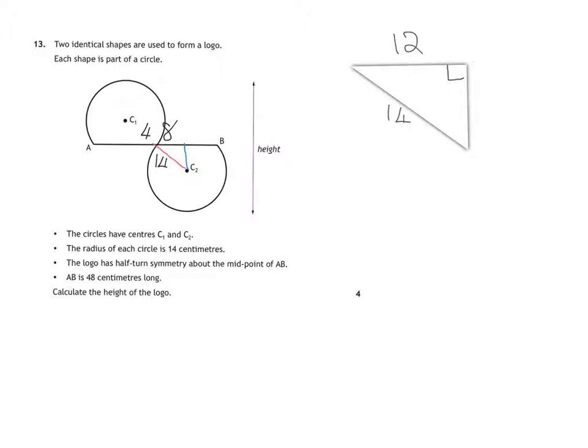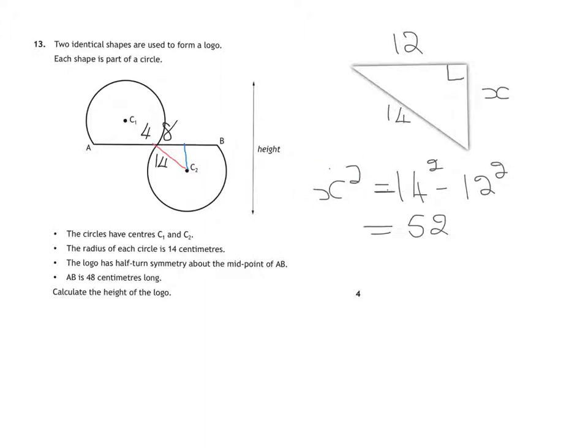So I now have two sides of a right angle triangle. I've got a 14 and I've got a 12. So I've got enough information to find this side here using Pythagoras. Pythagoras says that the longest side squared is equal to the sum of the two shorter sides squared. I'm trying to find a short side, so I'm going to take away. So x squared, my short side that I don't know, is equal to 14 squared, take away 12 squared, which is equal to 52.